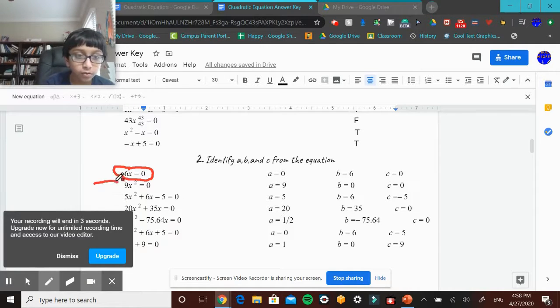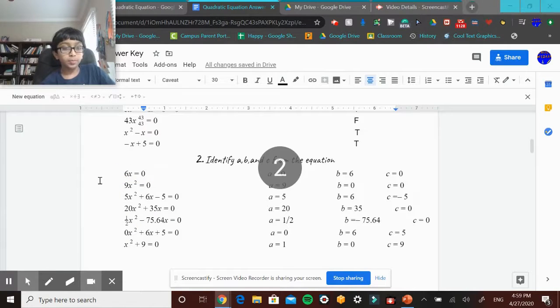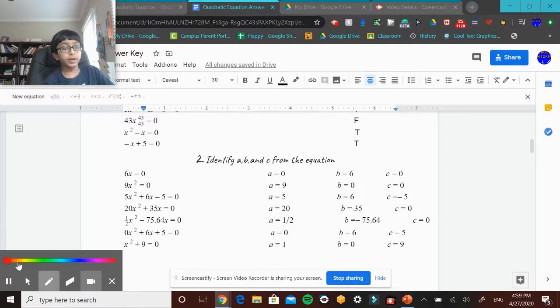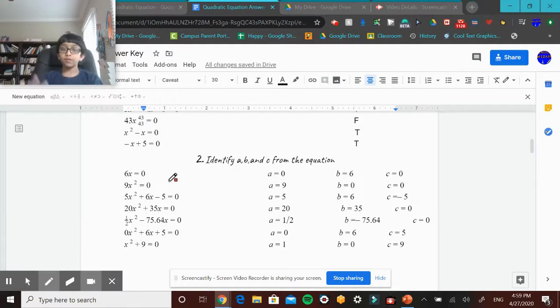Okay, let's move on to 9x squared equals 0. So once again, pretty easy problem we have going on here. 9x squared. 9 is the term before the x squared, so 9 is going to be a. Since there's no b and c, they are 0. Moving on, 5x squared plus 6x minus 5. Finally, a perfect one we found. a is 5, b is 6, and c is negative 5.